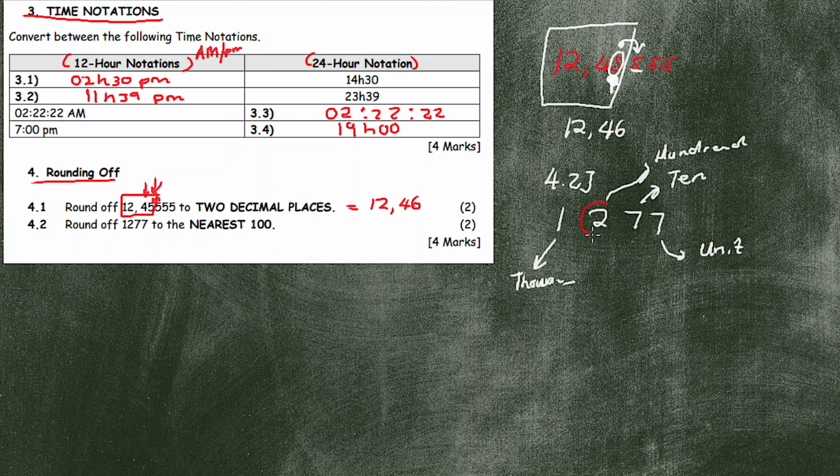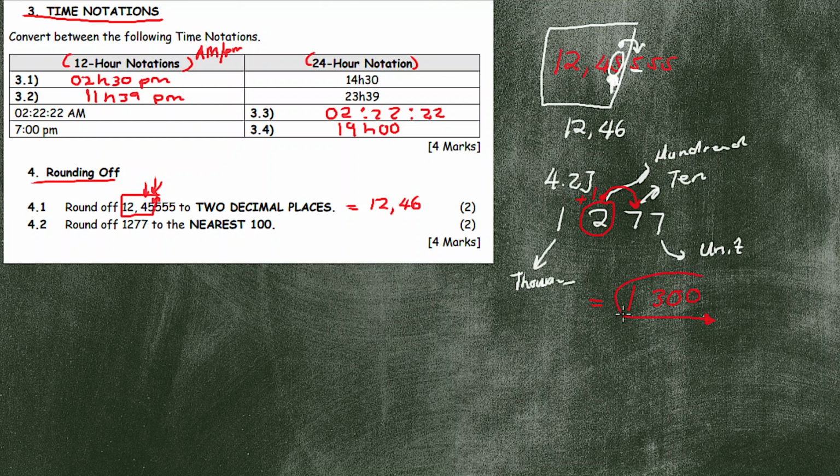You focus on this 2. To round off, you look at the number after the 2. It's 7. 7 is bigger than 4. It means I'm rounding up. I'm going to add 1 to the 2. So my answer is going to be 13. Then everything that comes after this becomes 0. So rounded off is 1300.